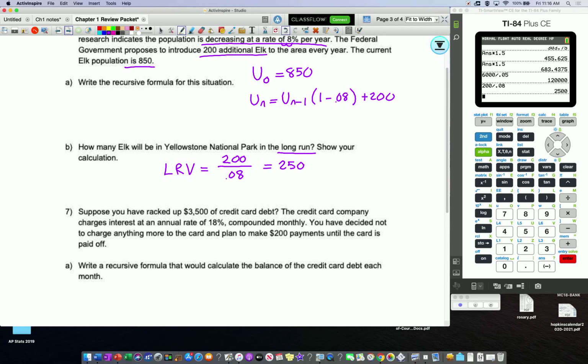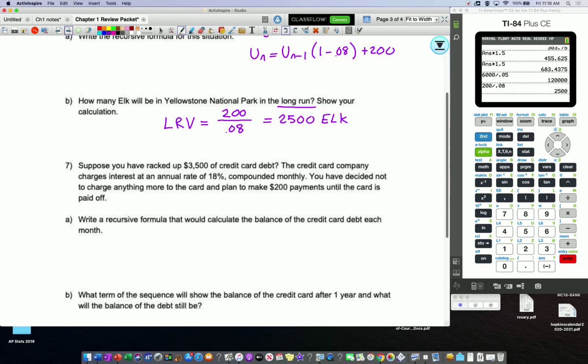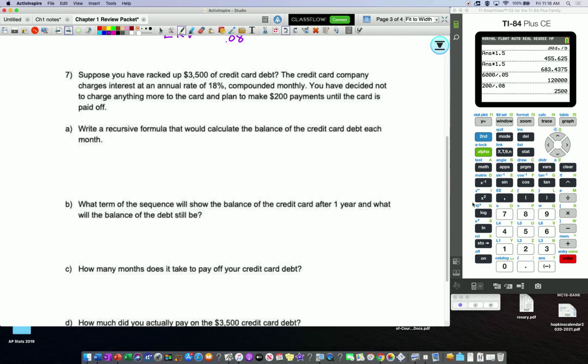2,500. So the long run value will level out at 2,500 elk. All right, pretty nice. All right, number 7. Ooh, now we're getting to some of my favorite problems.